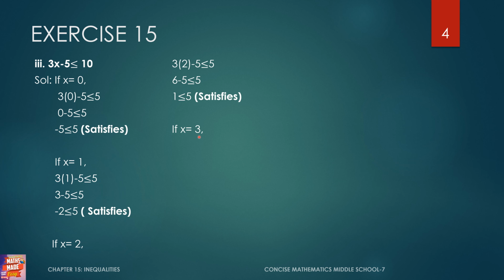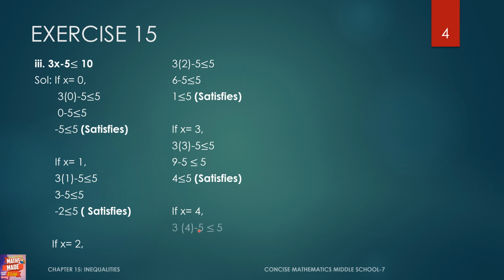If x is equal to 3, now just substitute in place of x. 3 3's are 9 minus 5. One is having positive, other is having negative. Just put the bigger number sign and subtract it. It will be 4 is less than or equal to 5. So here 4 is less than 5. Yes, it satisfies. Similarly, x is equal to 4. Be careful while checking this condition, children.